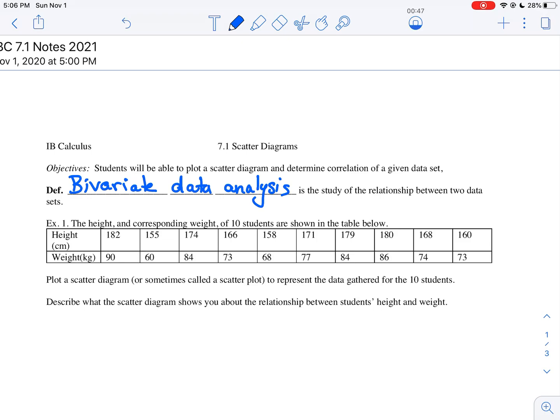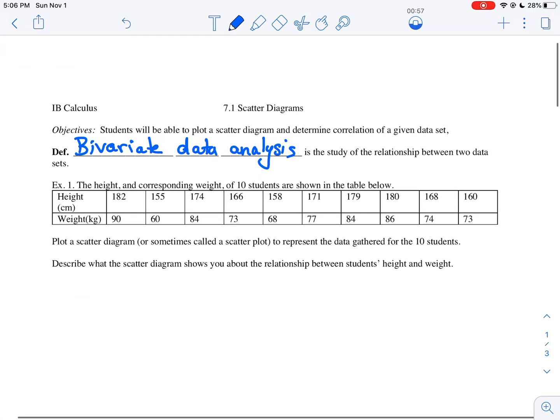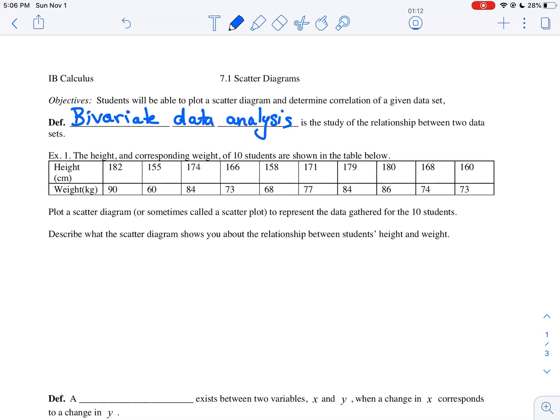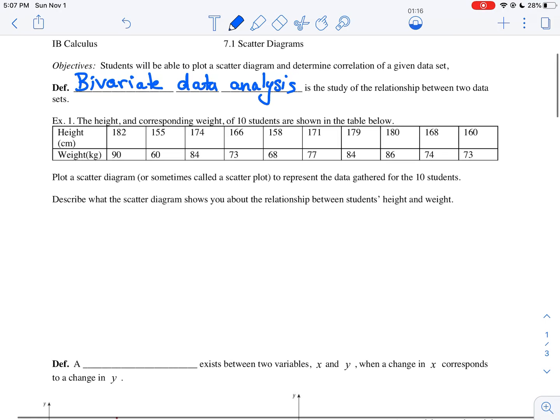In example 1, the height and corresponding weight of 10 students are shown in the table below. The top row is the height in centimeters, and the bottom row is the weight in kilograms. The United States is one of the few countries that uses what's called the standard units of measure, but everywhere else is using the metric system. So this is metric. It says plot a scatter diagram, or sometimes it's called a scatter plot, to represent the data gathered for the 10 students. All right, so let's do this.